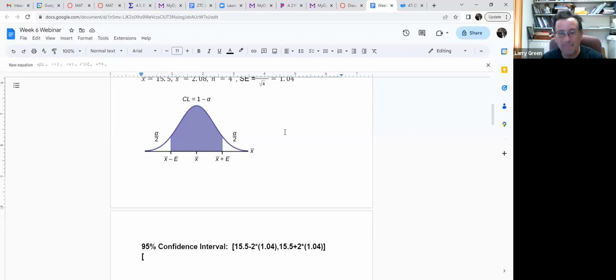Okay, so again, you don't have to do it in your head, but 2 times 1.04 is 2.08. 15.5 minus 2.08 is 12.7. And 15.5 plus 2.08 is 18.3. Any questions about this little calculation?